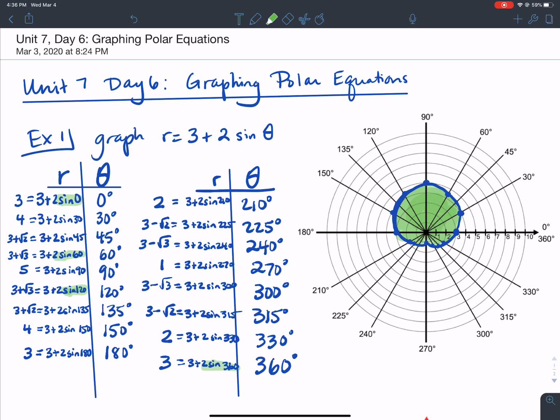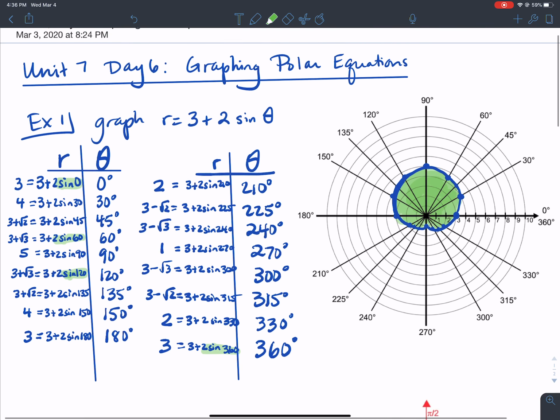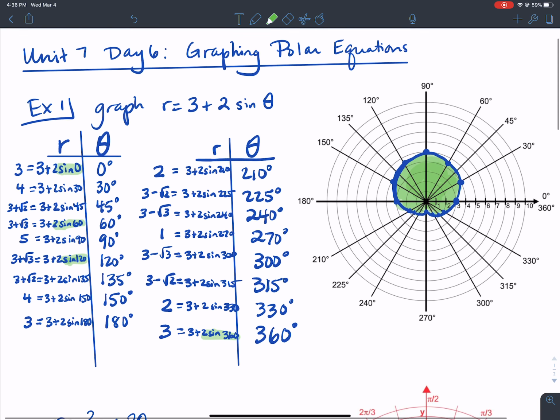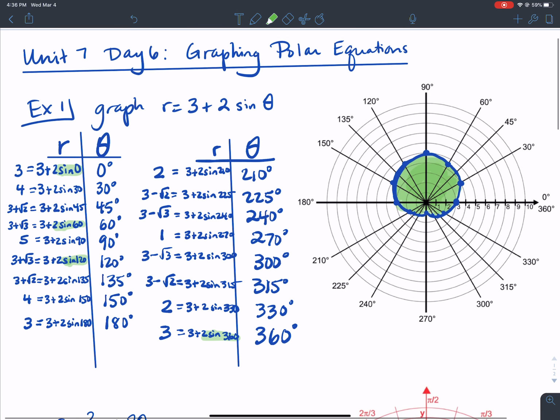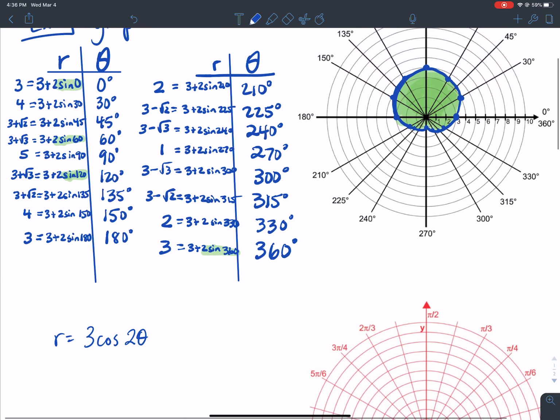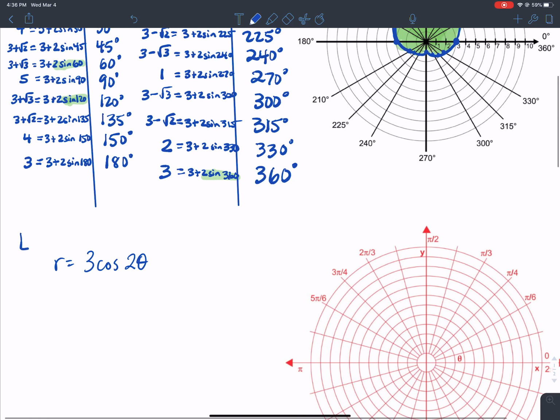Okay, so that's your first polar graph. It looks like a butt. It actually has a specific name. We'll talk about that in class. Okay, so let's look at example 2. Okay, example 2 is r equals 3 cosine 2 theta.